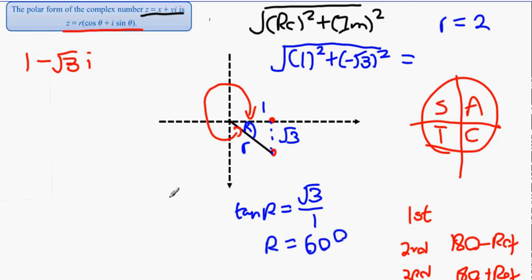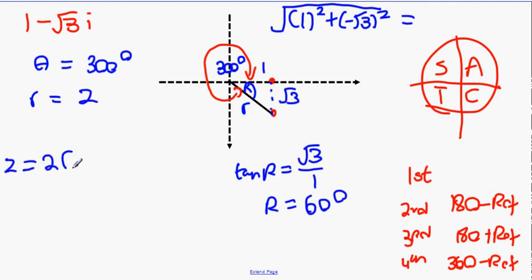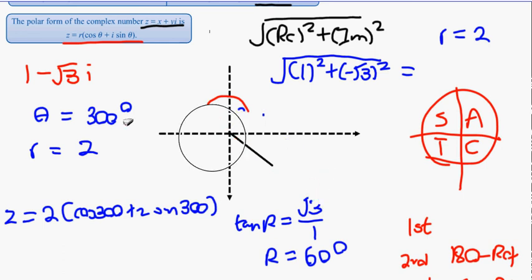Therefore, theta is 360 minus 60, so this is 300 degrees right here. So theta equals 300 degrees. R equals 2. This means my polar number is going to be 2 times, use your formula here, cos 300 plus i sin 300. Okay, so that's the answer to question 6.